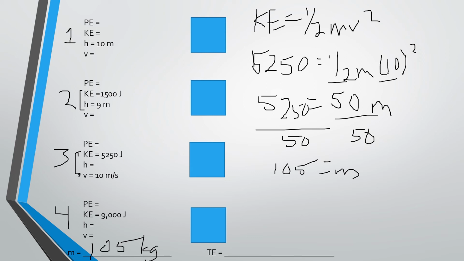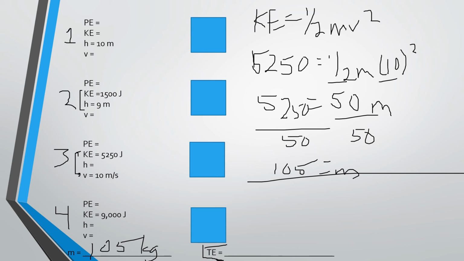Once I know the mass, it actually gets a little bit easier. Because once I know the mass, I can now get the total energy. This is going to be the next thing I need to solve for. Can I get the total energy at spot 3? No, because I don't know the height or the PE. So let's look at spot 2.